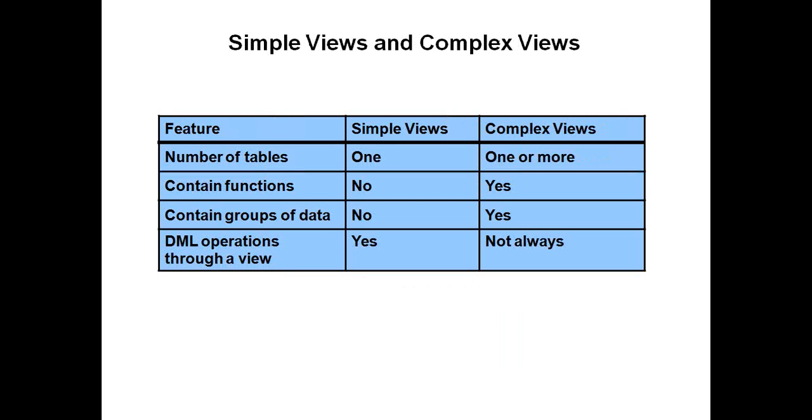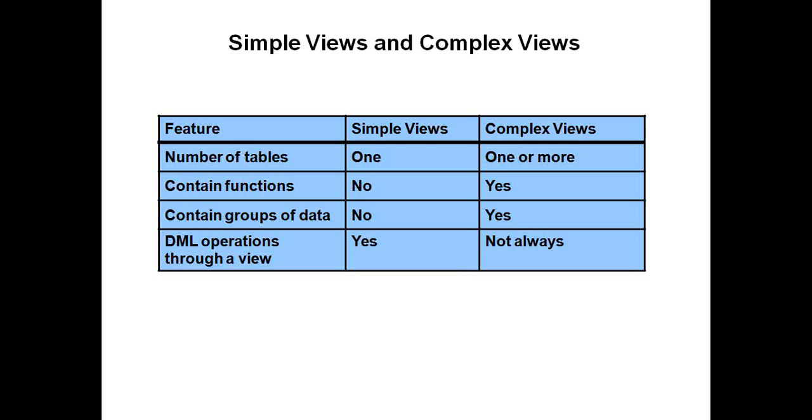There are basically two types of views. One we call a simple view and the other a complex view. In a simple view, only one table is involved, whereas in a complex view there will be more than one table. We cannot have functions in simple views, whereas we can in complex views. We cannot use group functions like average, minimum, maximum, which we'll discuss later, in simple views, but we can use them with complex views.